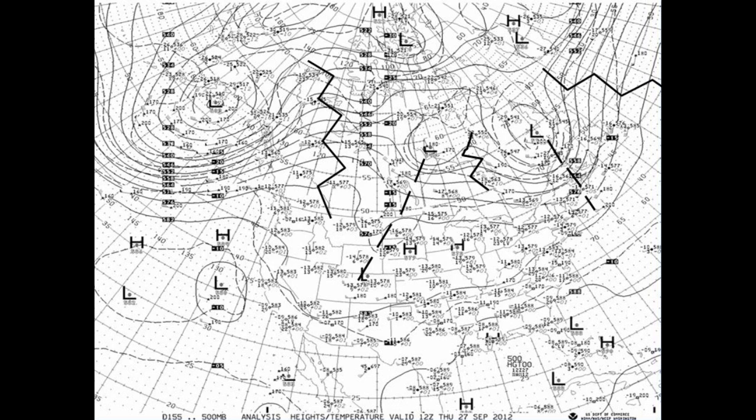As we look now at the 500 millibar 12Z analysis, we can see a long wave trough stretching from northern Ontario all the way down into Colorado. This will be advecting into our region later this week.